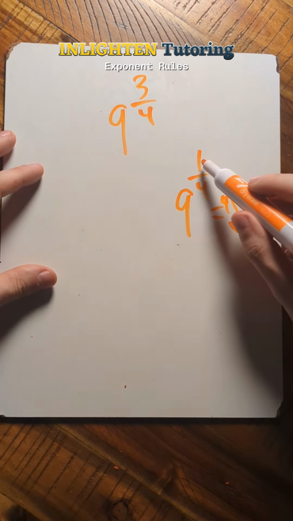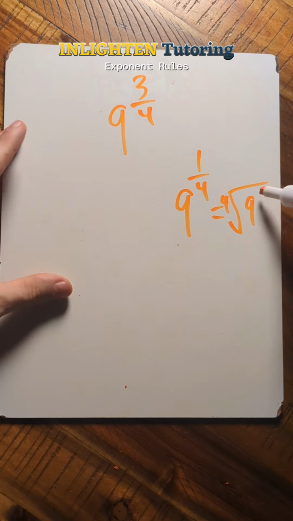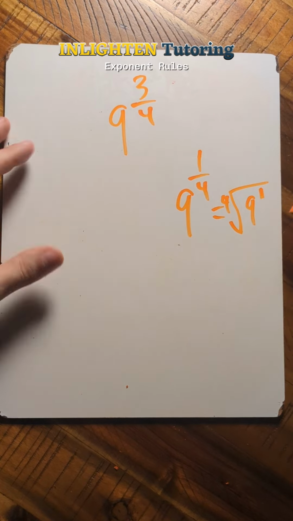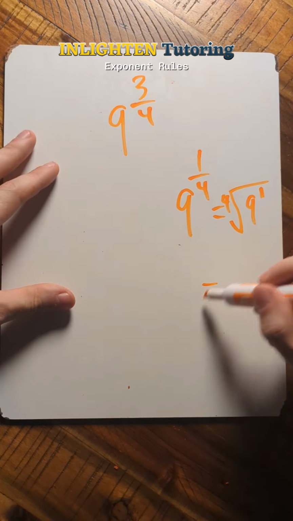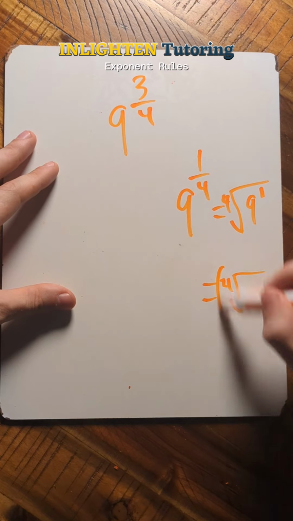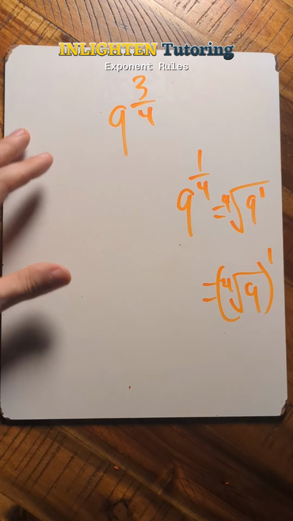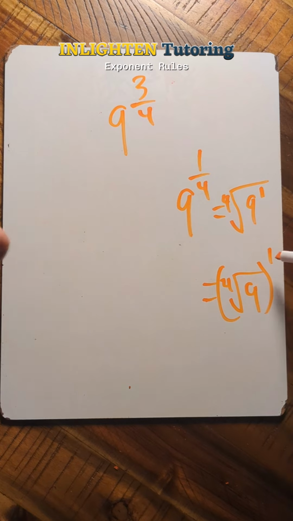Notice there's a 1 in this numerator. I didn't bother to put a 1 here. That 1 would really end up here. Another way to write that would be the 4th root of 9 to the 1st power. We could put the 1 inside or outside. Doesn't actually make a difference.